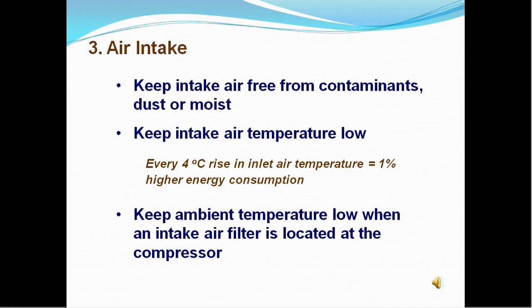As a general rule, every 4 °C rise in inlet air temperature results in higher energy consumption by 1% to achieve equivalent output. Hence, cool air intake improves the energy efficiency of a compressor. When an intake air filter is located at the compressor, the ambient temperature should be kept to a minimum to prevent reduction in mass flow. This can be accomplished by locating the inlet pipe outside the room or building. When the intake air filter is located outside the building, and particularly on a roof, ambient considerations may be taken.